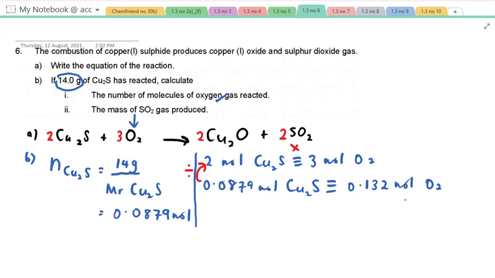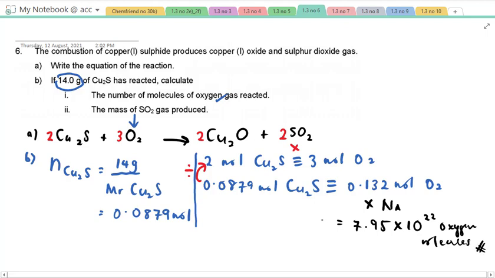Okay, next, once you have done the mole of O2, you have to calculate the number of molecules by multiplying with the Avogadro number. To get the number of molecules of O2 gas reacted, mole of O2 times the Avogadro number. So the answer is 7.95 times 10 22 oxygen molecules. Okay, so this is the answer, 7.95 times 10 22 O2 molecules.